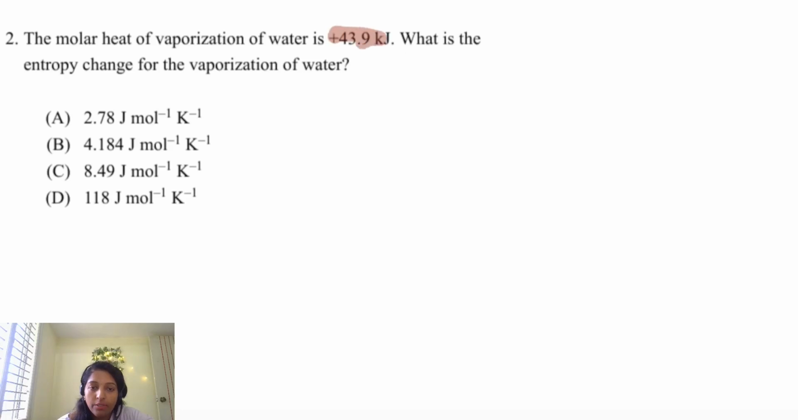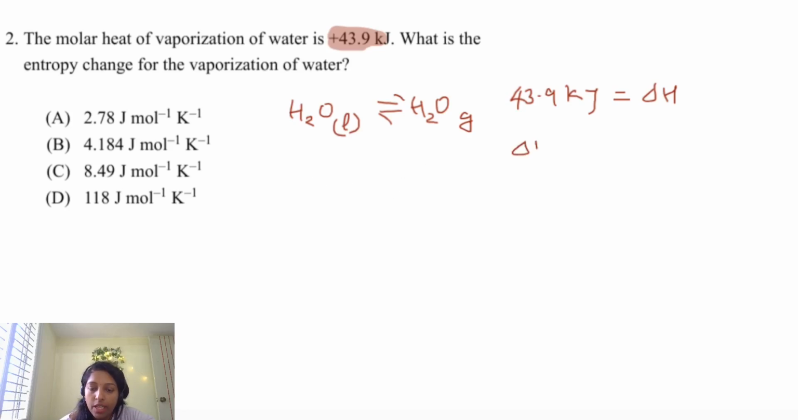Then see, how do you do this kind of question? Molar heat of vaporization is given, which means for 1 mole of water, vaporizing, H2O liquid to gas, for this transition, the latent heat of vaporization is given as 43.9 kilojoules. What is the entropy change? Delta S is what they are asking. This is delta H, and delta S is what they are asking. So how do you calculate? You know only one equation connecting delta H and delta S, right? Delta G is equal to delta H minus T delta S.